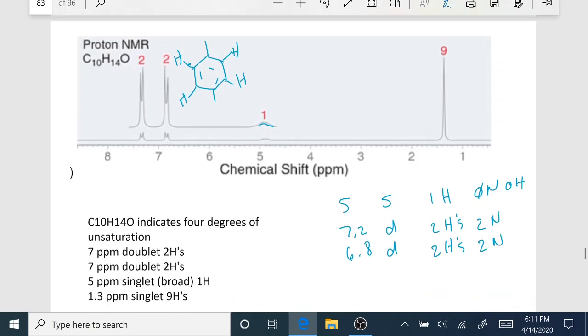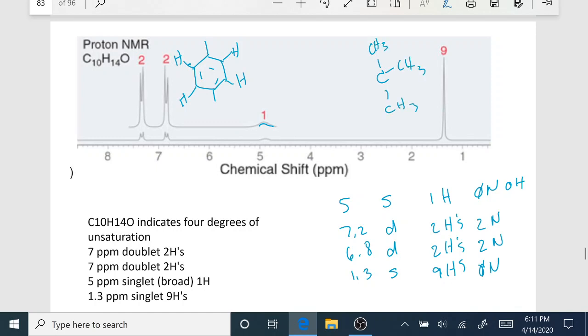Now, at about 1.3 ppm, we've got a singlet representing 9 hydrogens. Now, what does that look like? That has 0 neighbors. 9 hydrogens is what? That's very characteristic for a t-butyl group.